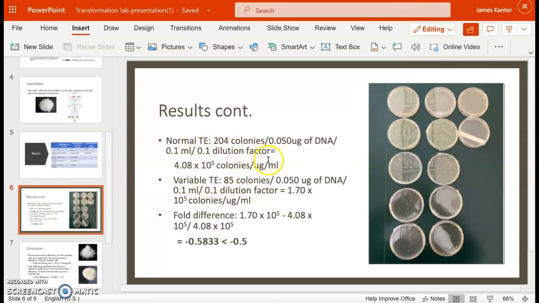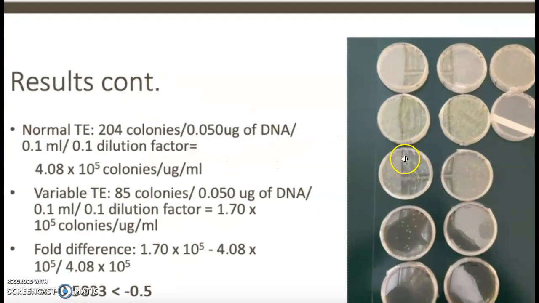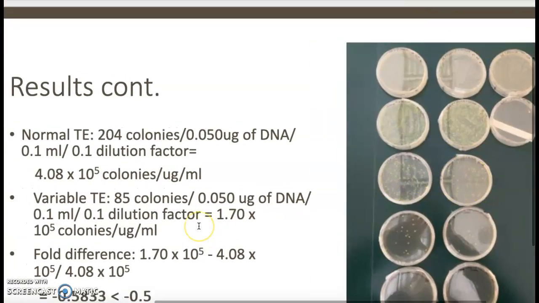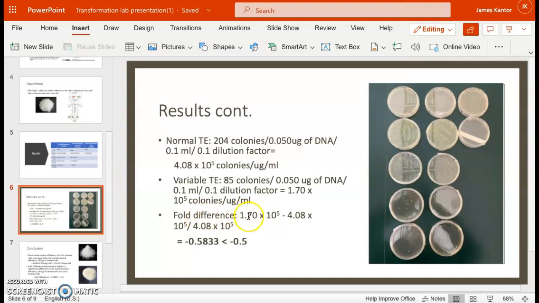On this slide here, you can see we calculated the normal transformation efficiency and the variable transformation efficiency. So for our normal transformation efficiency, we got 4.08 times 10 to the fifth colonies per microgram per milliliter. And then for our variable transformation efficiency, we came out to a final number of 1.70 times 10 to the fifth colonies per microgram per milliliter. And you can see pictures of those right here that I included on the slides of our plates. And then for the fold difference, we calculated a final number of negative 0.5833, which is less than negative 0.5.